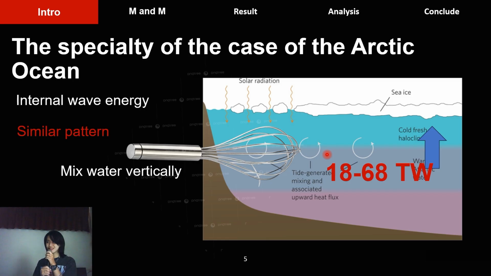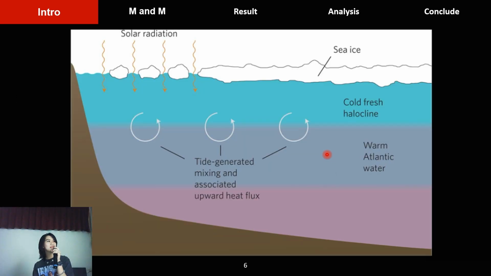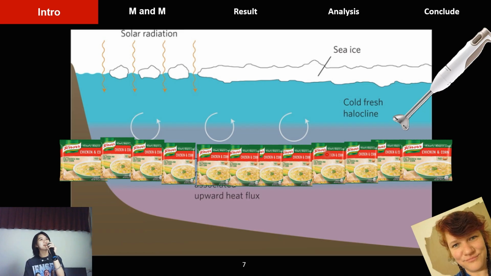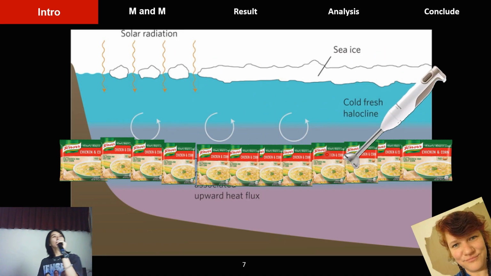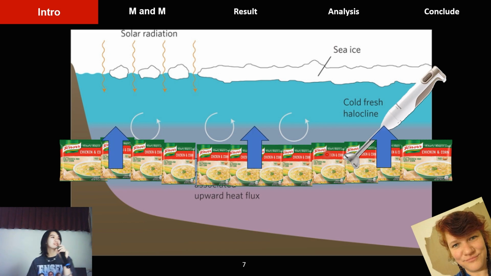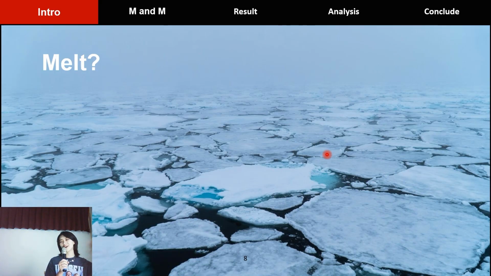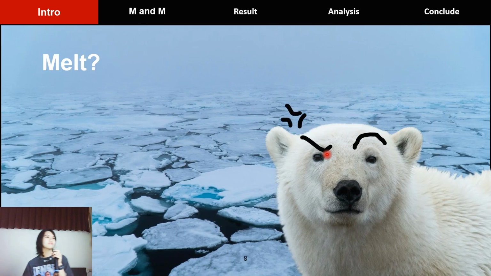Well, I know a lot of you guys have no concept of how much this heat is. So what if I say it actually equals 12 million gallons of boiling Knorr soup? And the internal wave energy in normal cases will not be less than a Panasonic blender. In this case, if this happened and that amount of heat was actually transported from the warm layer to the sea ice level, the sea ice would all melt by Saturday morning. But look at the Arctic, it is absolutely not the case. Even though polar bears might not agree with it.